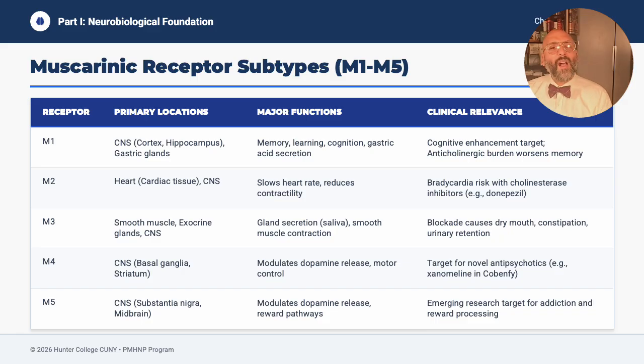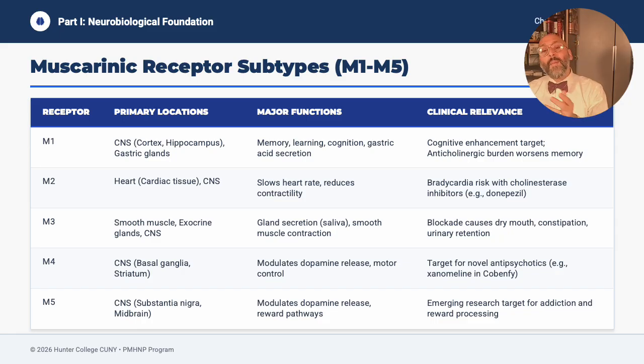They don't drive cognition directly. Instead, they modulate dopamine release and motor control. So this is clinically important because M4 is now a therapeutic target in schizophrenia. Drugs like xanomeline, which is a combination therapy, the new drug called Cobenfy, are here to indirectly reduce that dopaminergic overactivity. This represents a major shift from pure D2 blockade. This is cholinergic psychiatry, not old school antipsychotics.